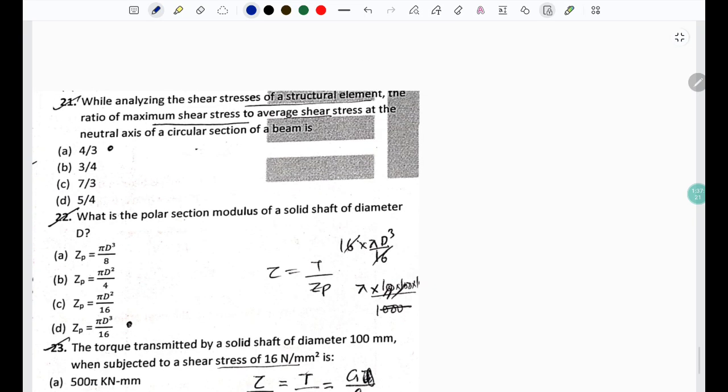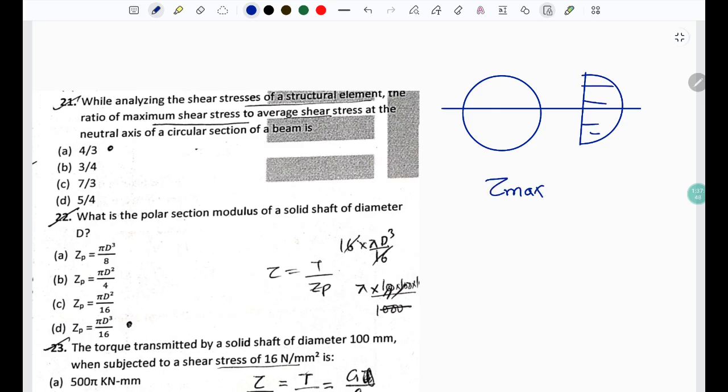We have another question. The 21st says that while analyzing the shear stress of a structural element, the ratio of maximum shear to average shear at the neutral axis of a circular section. We know in a circular section we get a shear stress distribution something like this, and the tau max in this case is given by 4 by 3 of tau average. Hence A is the correct answer.